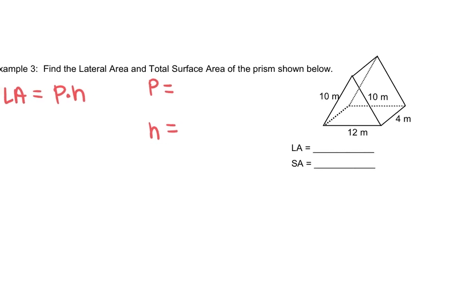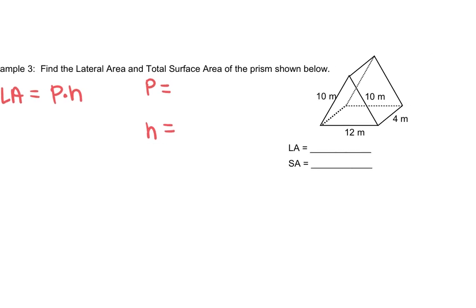So let's look at our little part here. I have a couple things: 10 meters, 12 meters, 10 meters, and 4 meters, okay? I do know that my triangles are my bases, okay? So I'm going to highlight that here. This is my base. Because that's my base, then that means that my 4 is my height. So I'm going to write that down. So H is 4 meters.